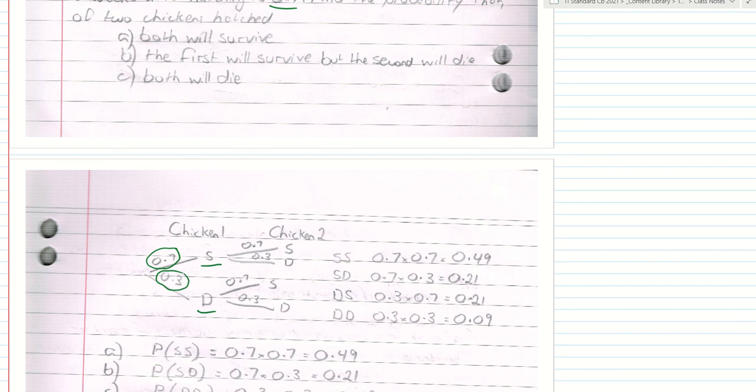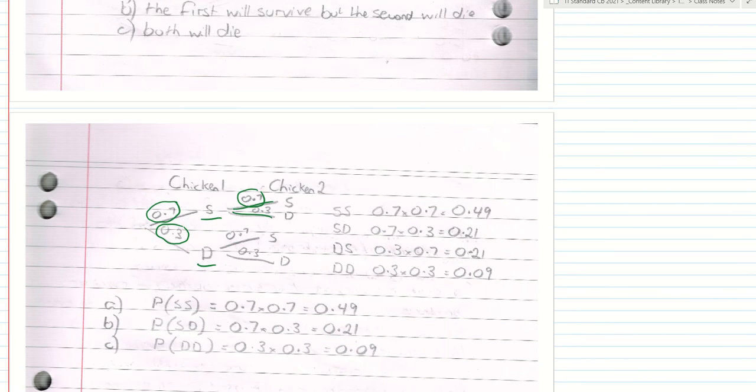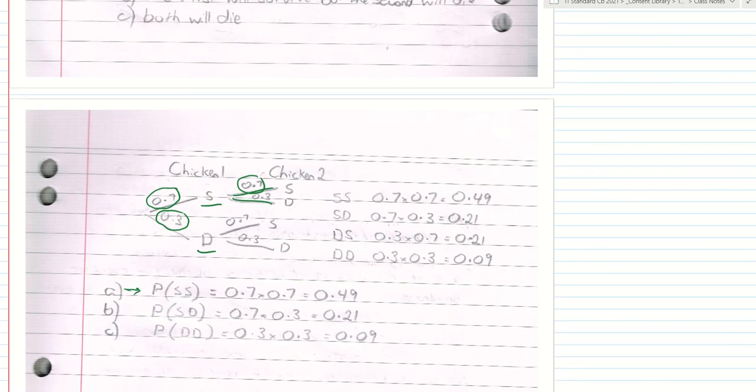Chicken 2 has the same scenario. So we draw our branches off each outcome for chicken 1. He's got a 0.7 chance of surviving and a 0.3 chance of dying. And the same if the first chicken died: the second chicken would have a 0.7 chance of surviving and a 0.3 chance of dying. So if we're looking for SS, it goes up through here, and when we multiply those together, 0.7 times 0.7 is 0.49.